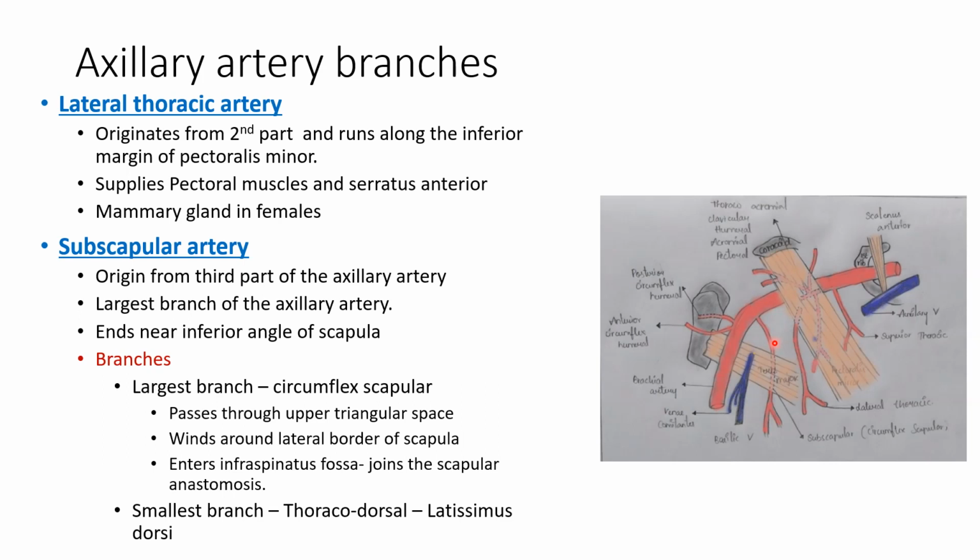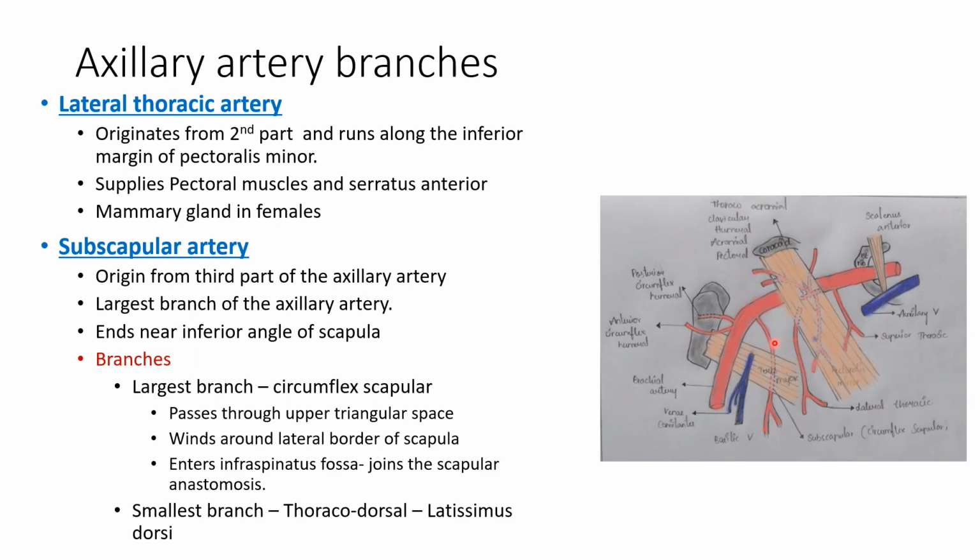So the larger branch is the circumflex scapular, which passes through the upper triangular space, and it also winds round the lateral border of scapula, and it enters the infraspinous fossa, and it takes part in scapular anastomosis. So the circumflex scapular is the largest branch of subscapular that passes through the upper triangular space, winds round the lateral border of scapula, and contributes to the scapular anastomosis in the infraspinous fossa.